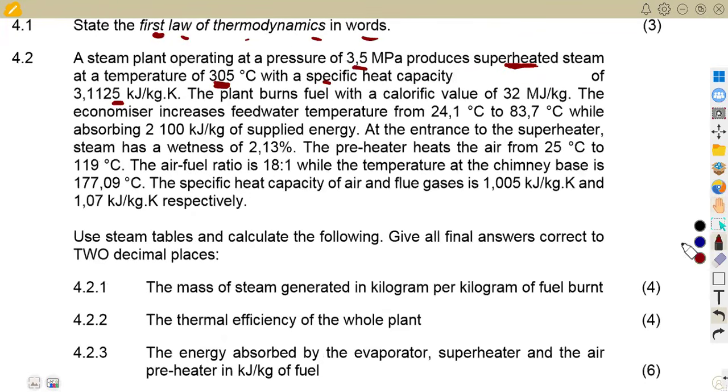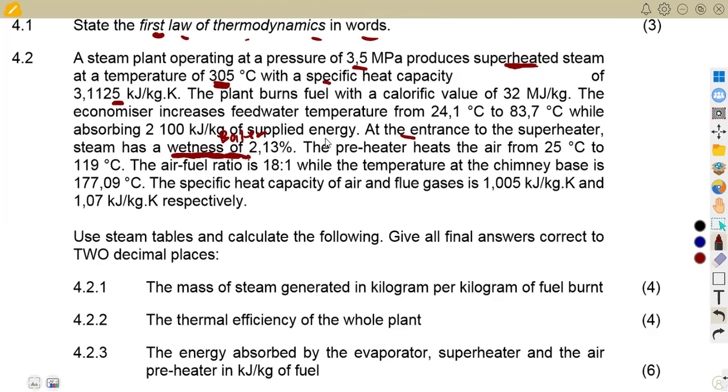No problem. They gave us a lot of information, but I want us to have it in the form of a diagram. So let us check what we are given. At the entrance of the superheater, the steam has some wetness, meaning it is from the boiler. From the boiler, the steam can be dry or it can be wet. So this part here is from the boiler.